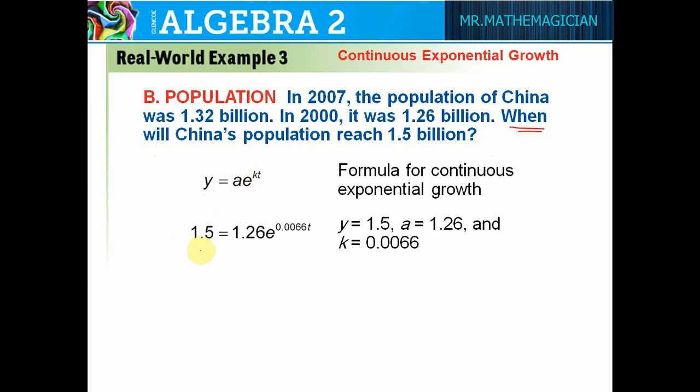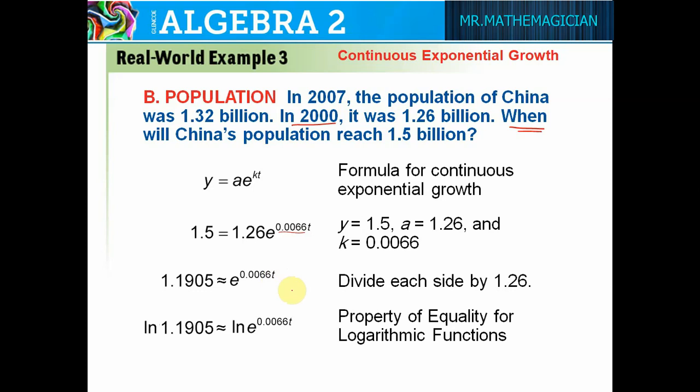So we know that we want to reach 1.5, and the original amount was 1.26 in the year 2000, and we know that this was the k we had in part A from the example. So we substitute. We can divide now by 1.26 for both sides. So 1.5 divided by 1.26 will give you 1.1905 equals e to the power of 0.0066t. Now take ln for both sides.